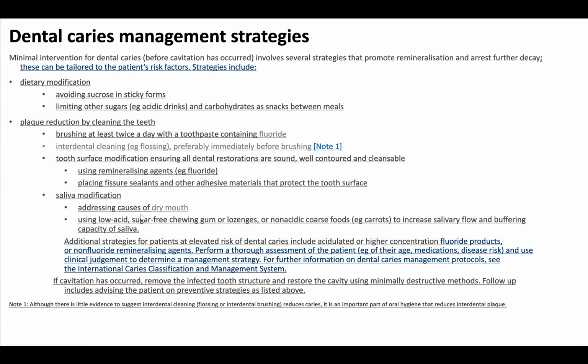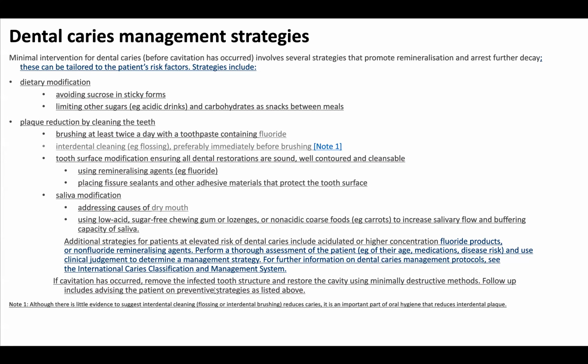Saliva modification, address the causes of dry mouth. Dry mouth is a very important aspect we are going to cover in oral mucosal lesions. Using low acid, sugar free chewing gum, very important. Non acidic food, carrots, which is going to increase the salivary flow. All of this is your minimal intervention strategies.